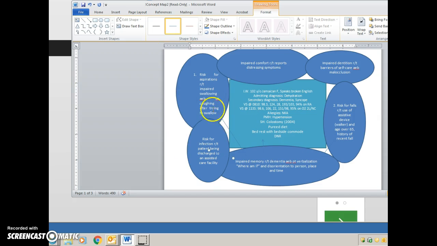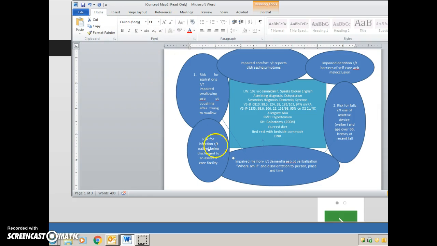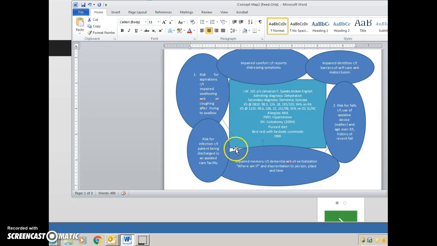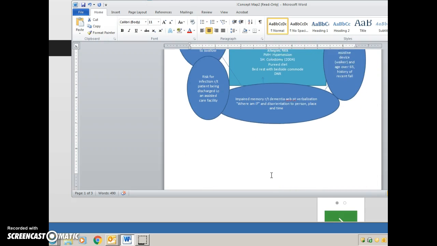Now it is difficult because it's hard to see the arrows, so you could change the coloring of your sheets here so that there is no filler. If you went back and got rid of this filler here, then we could actually see the arrows. But overall, your nursing diagnoses were good. You have impaired memory. It's related to the dementia as evidenced by patient verbalization of where am I, and disorientation of person, place, and time. That was very good.